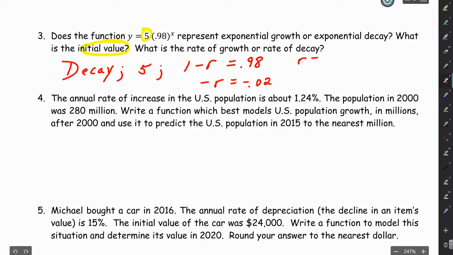We solve for r, we get 0.02. So our rate is 0.02, or we could write that as 2%.